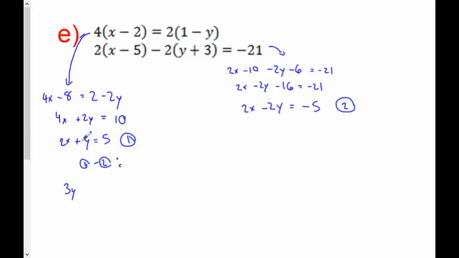If I'm subtracting negative 2y from y, I'm actually adding it. So that'll be y plus 2y, which is 3y. So I have 3y equals 10, which means y is 10 over 3.